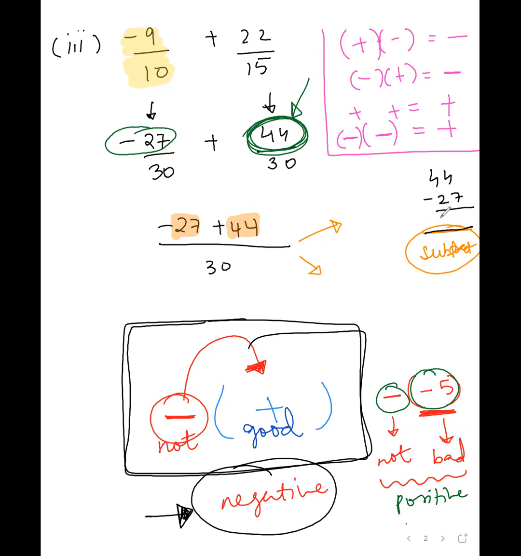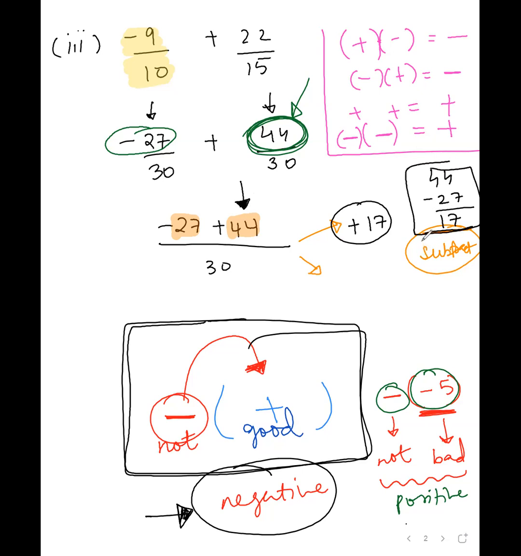17. Positive. So after we subtract them, we get a 17, and we will put a positive sign. Why? Because the bigger number is 44, and 44's sign is positive. So that's why it is positive 17. Okay. So this was the reason why I wrote 44 minus 27.